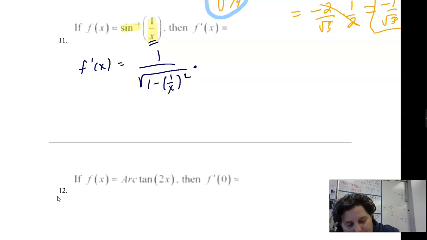Okay, if you forgot how to do that, let's go ahead and do that on the side here. 1 over x, I can write as x to the negative 1. So the derivative is negative 1 x to the negative 2. Or I can go ahead and write that as negative 1 over x squared. Okay?